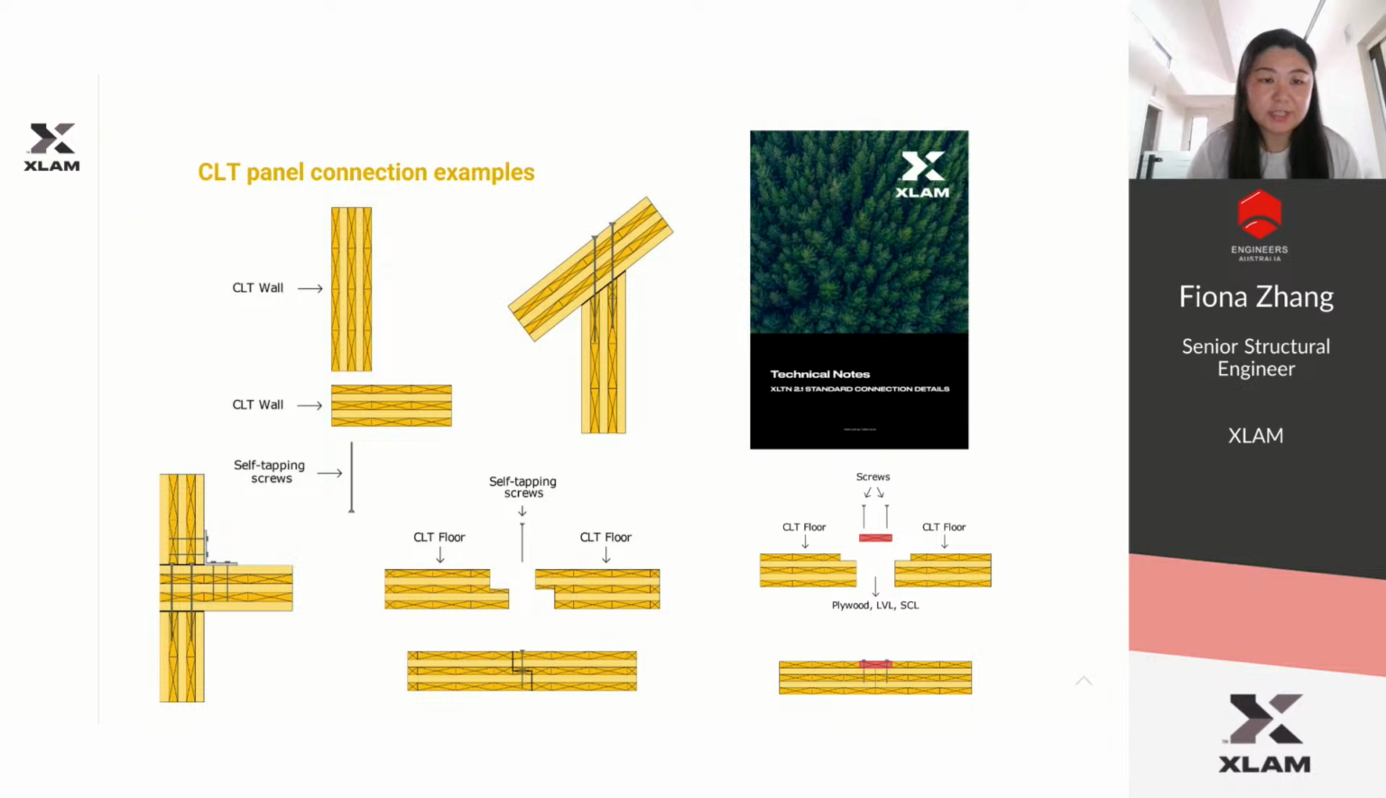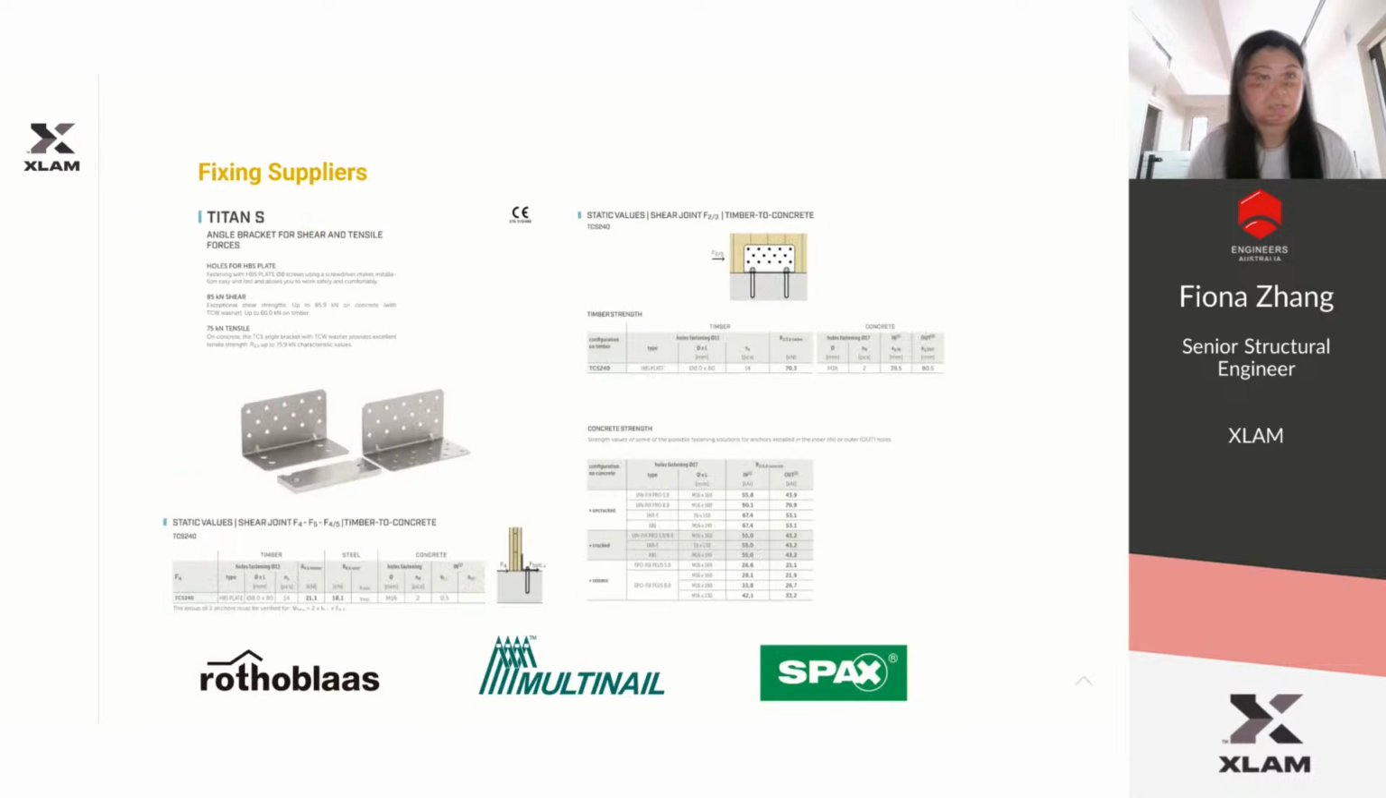There are some examples of CLT panel connections. In the middle, that's the lap joint, half lap joint, while on the right-hand side, that's a spline joint. We have our technical note to show some examples of connections, and our team can also provide design services for the connections. Sometimes we would like to use a proprietary product because it's just available off the shelf, and prefabricated products are usually lower cost than fabricated steelwork.